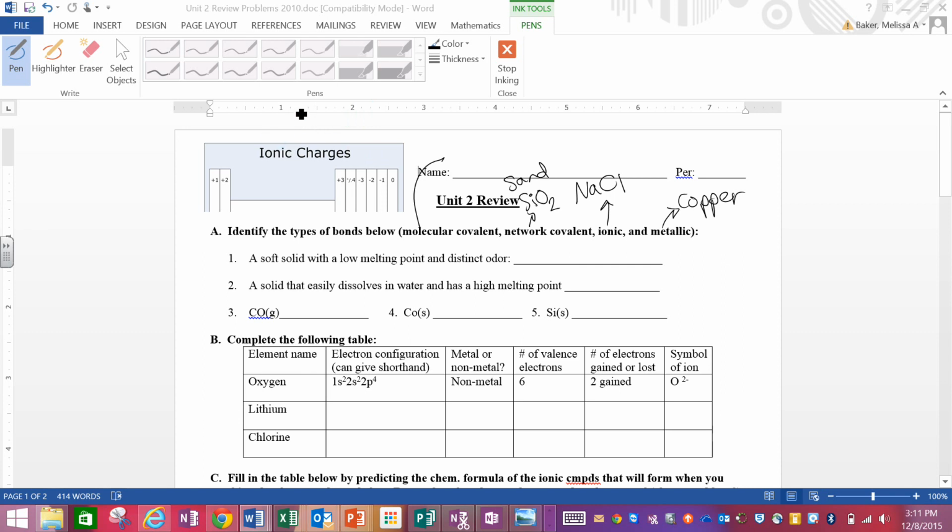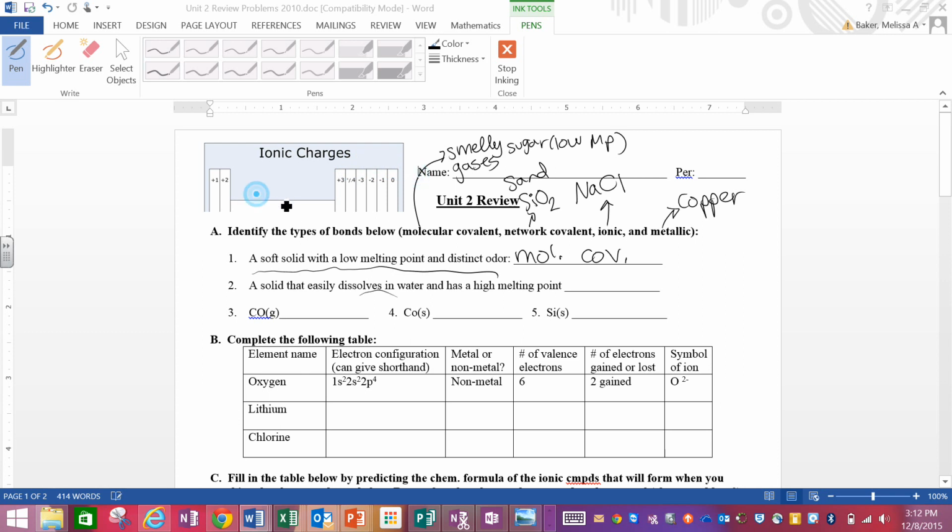Molecular covalent, these are often smelly things, okay, so gases, and not that all gases have a smell, but some of them do. Sugar is an example. It is something that melts really easily. Okay, so that actually gives away number one. Something that's a soft, solid, low melting point, distinct odor, that matches up mostly with molecular covalent.